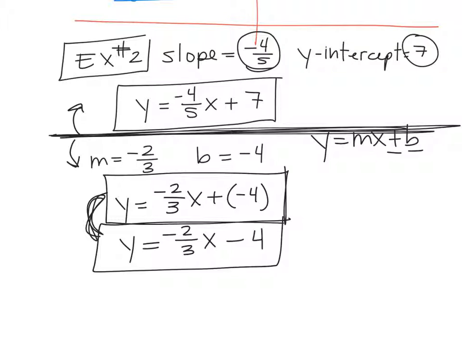Because here's the thing, guys. If you have a plus and a minus right next to each other, a lot of times people get confused. Like, what's going on here? Whereas if you just say minus 4, that's pretty straightforward.